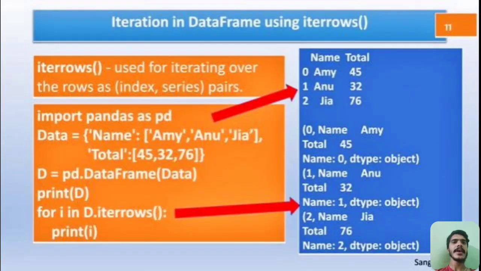Iteration in the DataFrame using iterrows. iterrows is used as an iterator over the rows as index-series pairs. Import pandas. Data should be name and total marks. Next, d equal to pd.DataFrame of data, print d, for i in d.iterrows, and last print i.